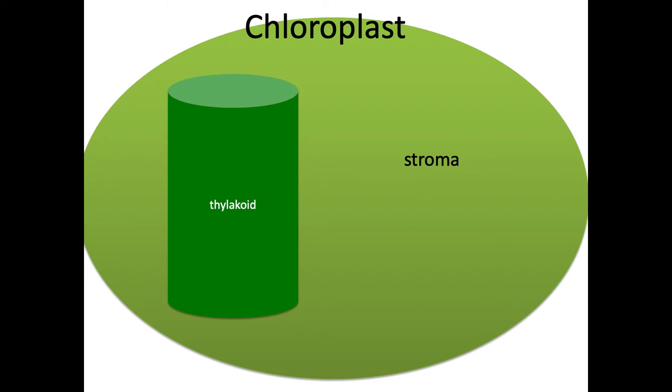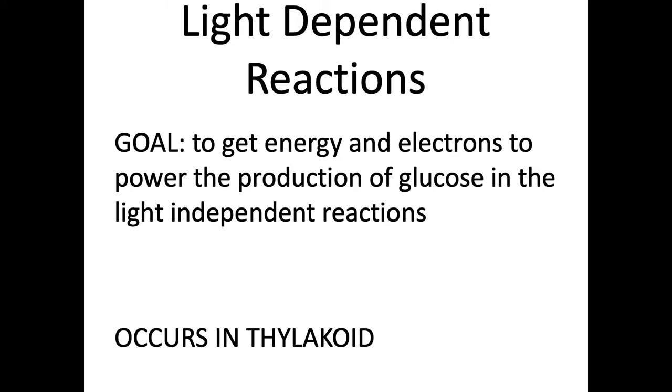So we've got this very simplified view. I just wanted this to be as simple as possible. So I have our thylakoid here and our stroma out here. The light-dependent reactions occur in our thylakoid, and the light-independent reactions occur in the stroma. The goal of the light-dependent reactions is to get energy and electrons to power the production of glucose in the light-independent reactions.